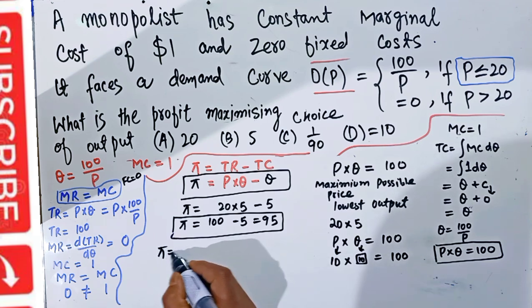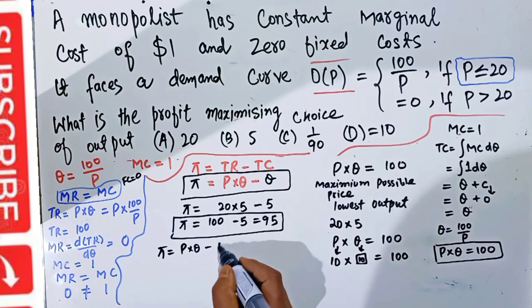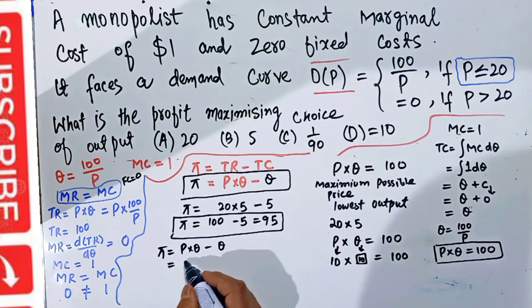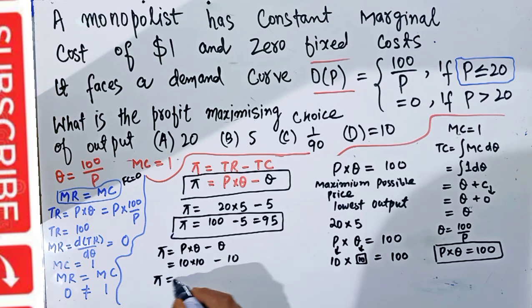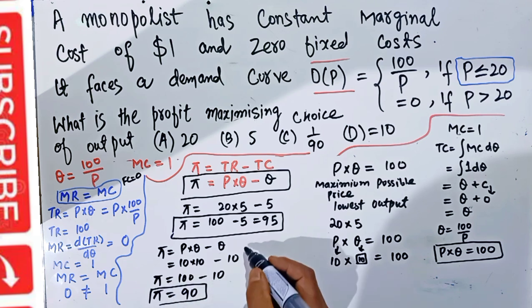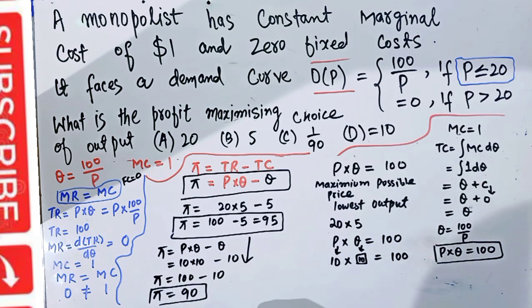Then what will be the profit in this case? Profit is P into Q minus Q. So we have 10 into 10 minus 10, which is 100 minus 10. So profit will be equal to $90 only here. So you can see if the firm charges a price less than the highest possible price, then profit will decrease.